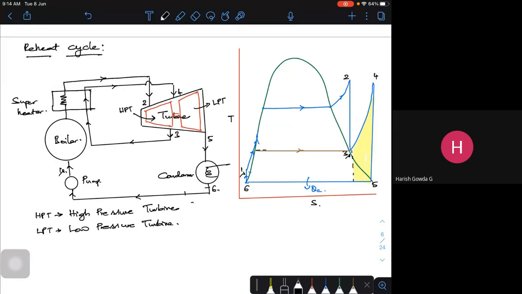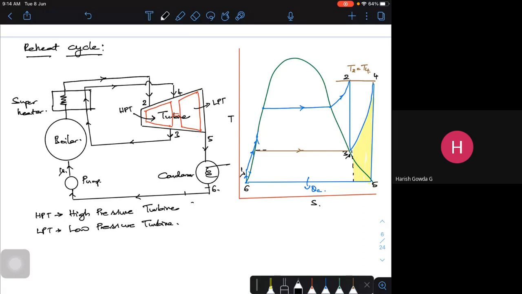So when we try to do this, I am trying to add this extra. And if you look at this particular temperature, that is T2 is equal to T4. I am going to reheat the steam to its same temperature.